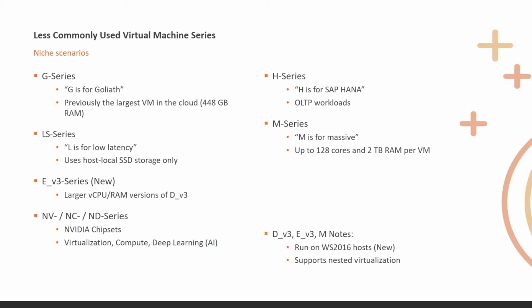Then we have the H series. H is for SAP HANA. That gives you a tip as to what that's for. That's for big OLTP workloads. Sort of thing you typically don't see in small medium enterprise.